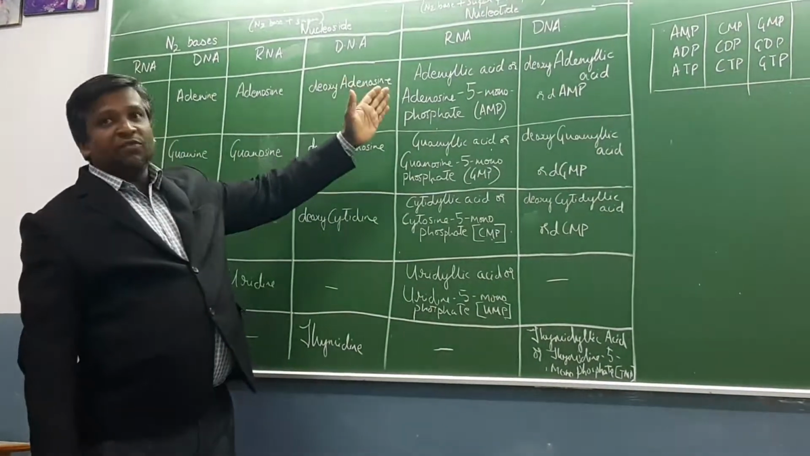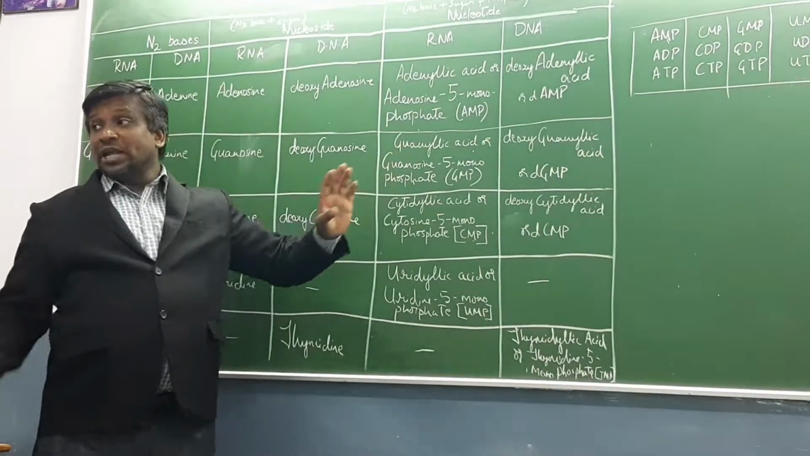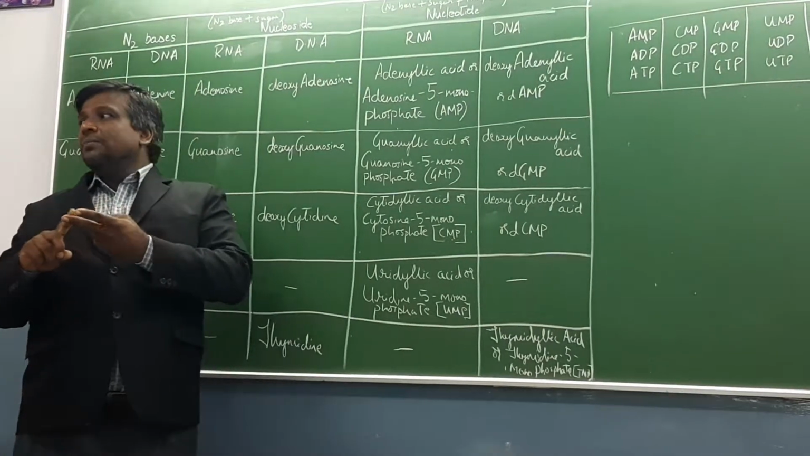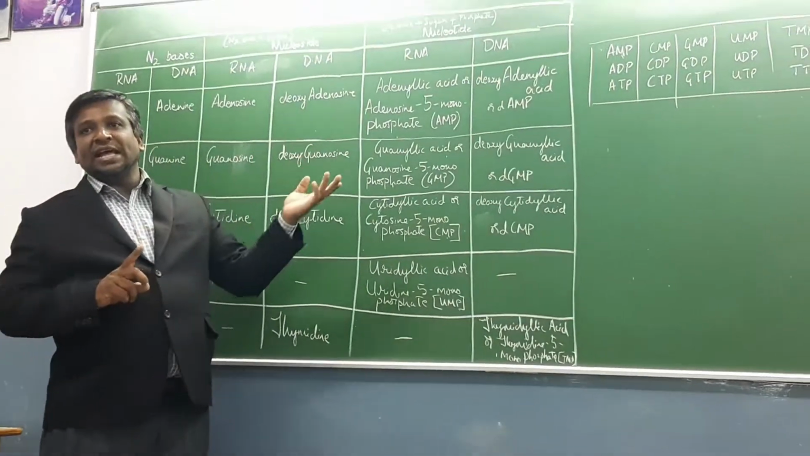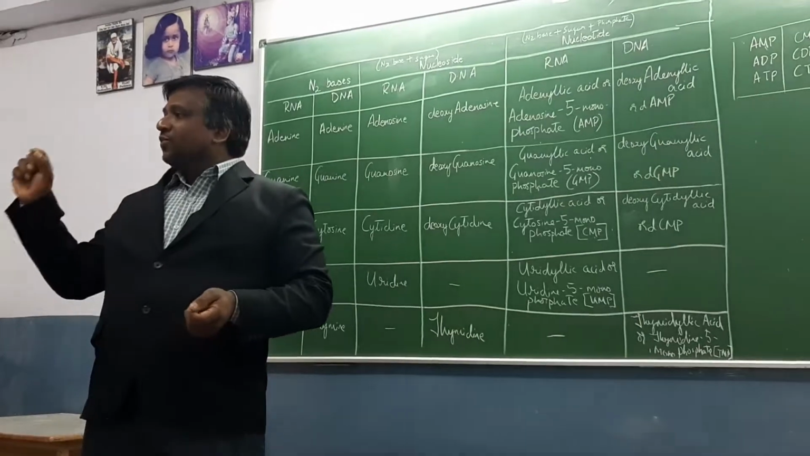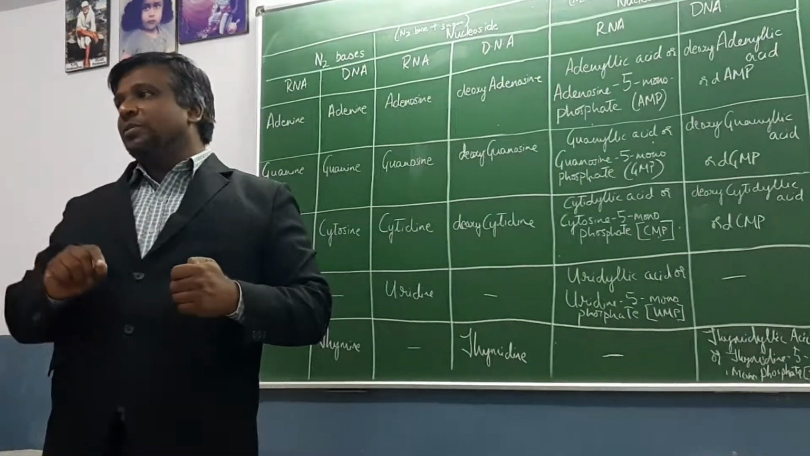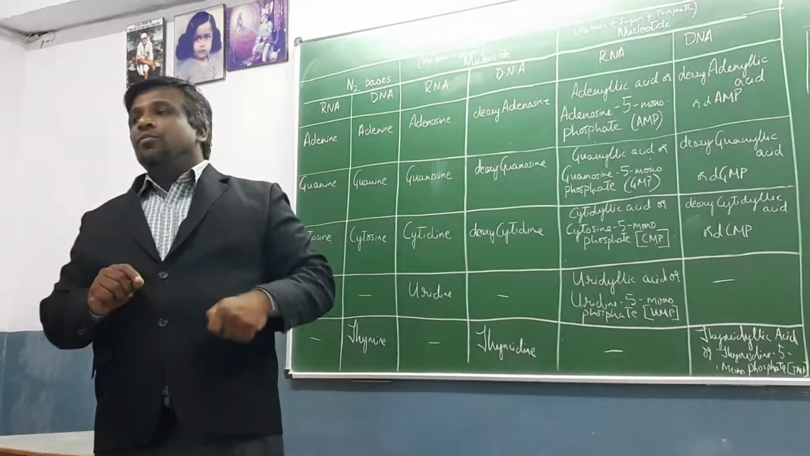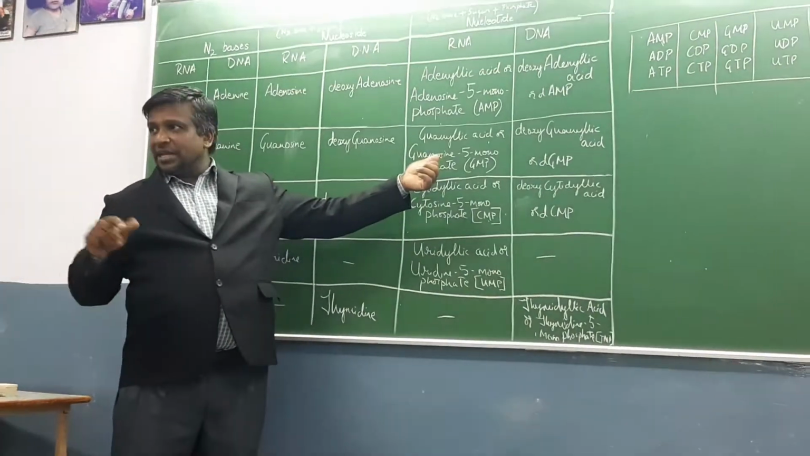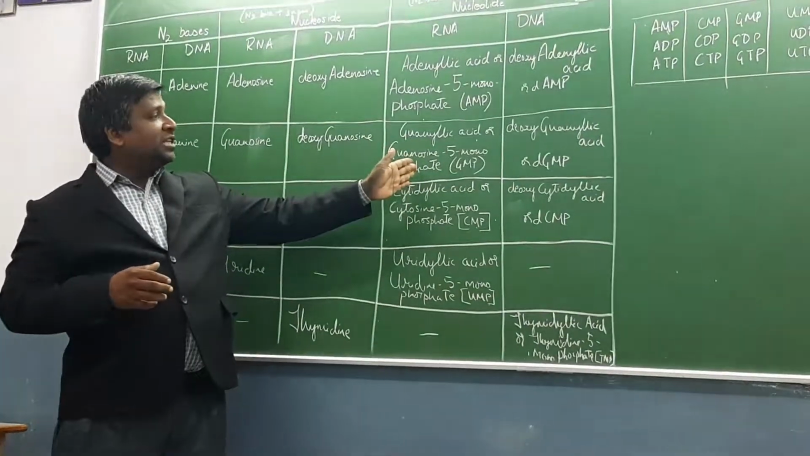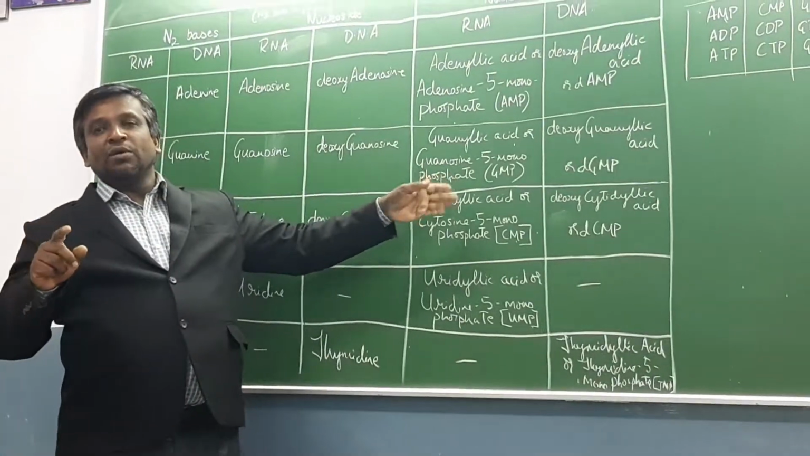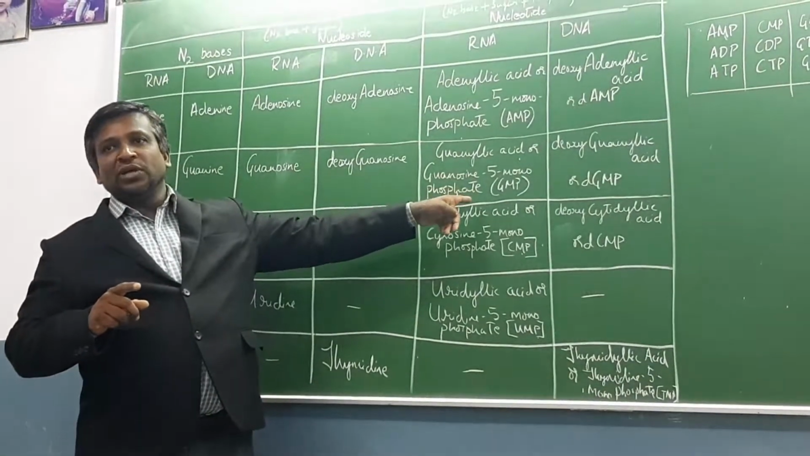So in case of RNA, we call it adenylic acid. What are the components of adenylic acid? Adenine plus ribose sugar plus phosphate. Adenylic acid is also called adenosine 5-monophosphate. The 5 is the position of the carbon at which the phosphate group is found. That is AMP. Then guanylic acid, in case of RNA, is also called guanosine 5-monophosphate, GMP. Its components are guanine plus ribose sugar plus phosphate group.